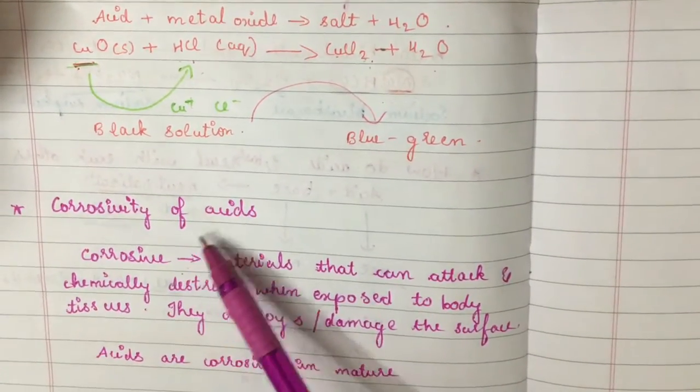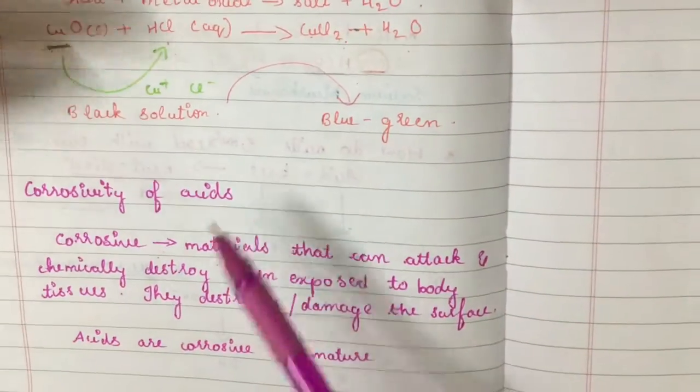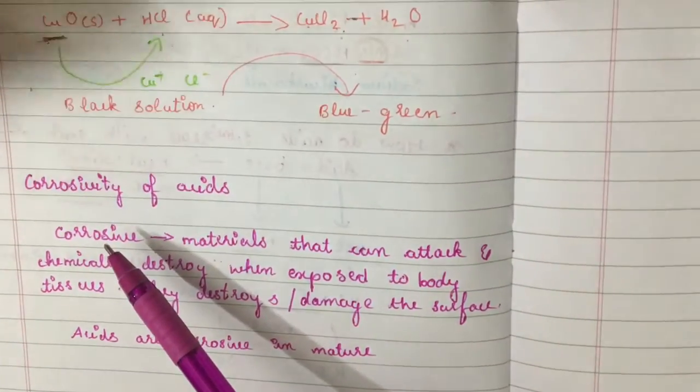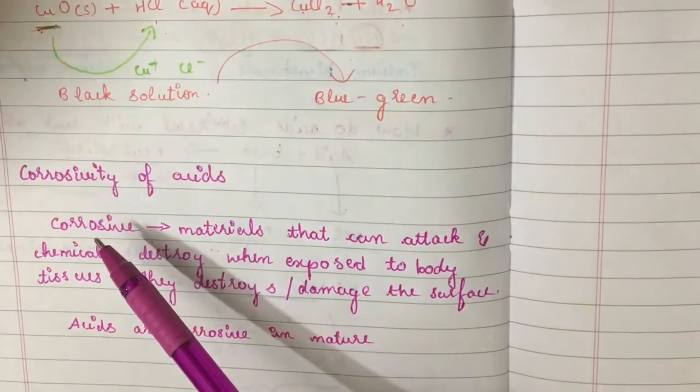And next is the corrosivity of acids, as you have seen in the picture. An example of a corrosive material is acid. They will make the surface corroded.